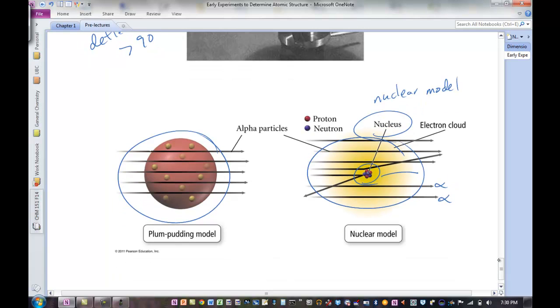So that's the nuclear model of the atom. Protons in the nucleus, electrons moving about the nucleus. We'll talk more later in the course about how we envision these electrons moving. Neutrons actually weren't discovered until 1932. They were harder to discover because they're neutral. It's easier to pick up positive particles and negative particles.